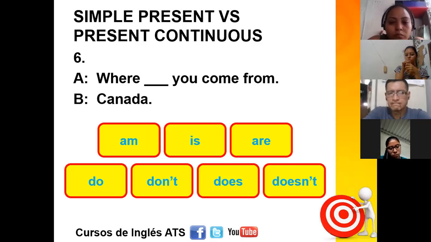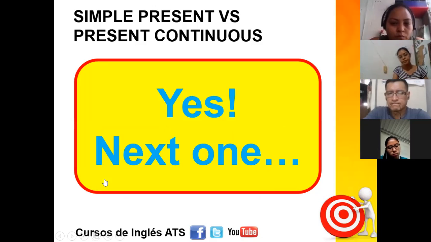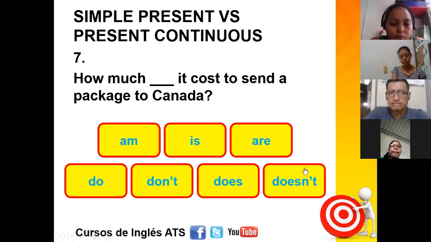¿Cómo lo completaría, Marvin? Usando el auxiliar que sería do. Okay, so can you read it? Where do you come from? Exactly. Where do you come from? Good. Next one. Hugo. How much it cost to send a package to Canada?